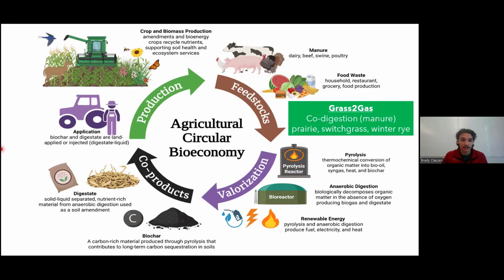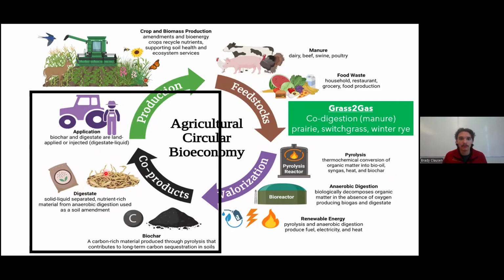Following that, we have digestate. So we have this solid-liquid separated, nutrient-dense material. You can imagine this like a slurry-like material that has grasses and manure in it. And we take that and add it essentially like a fertilizer back onto the field. So really where I'm going to focus my talk today is on the idea of using these co-products and applying them back onto the field.